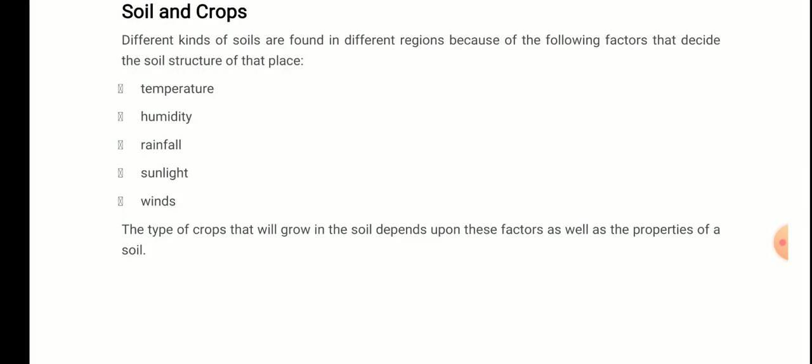The type of crops that will grow in the soil depends upon these factors as well as the properties of soil. Definitely, because for example, if a crop needs a large amount of water, it will want to grow where the soil can absorb more water and the rainfall is also high. So both the factors combine for the growth of that crop. So the type of crops that will grow in the soil depends upon these factors as well as the properties of the soil.